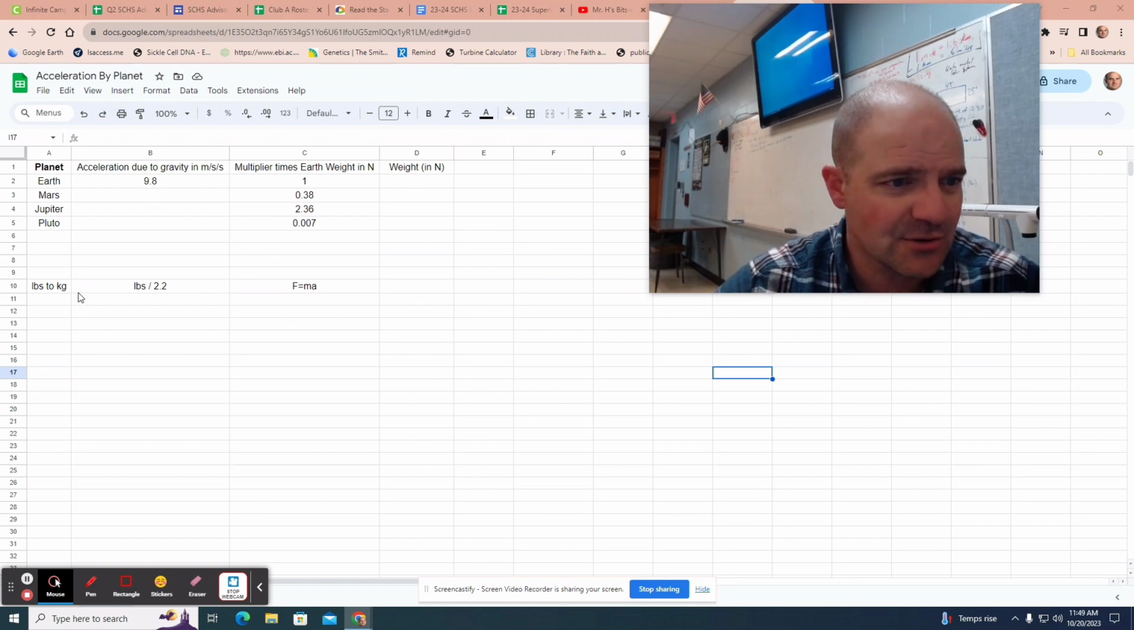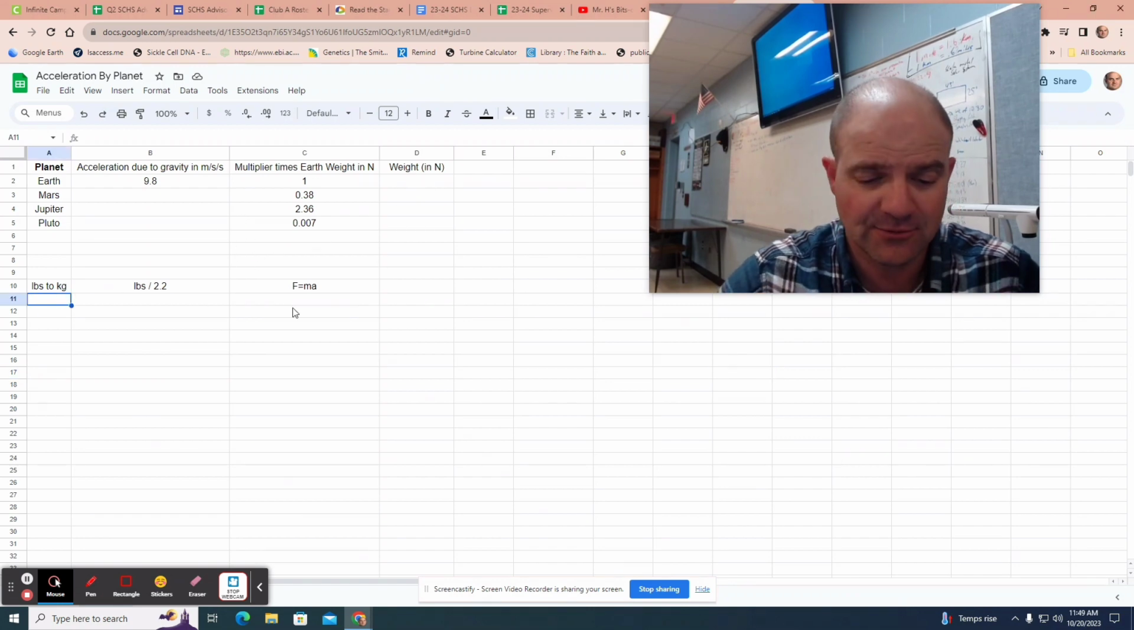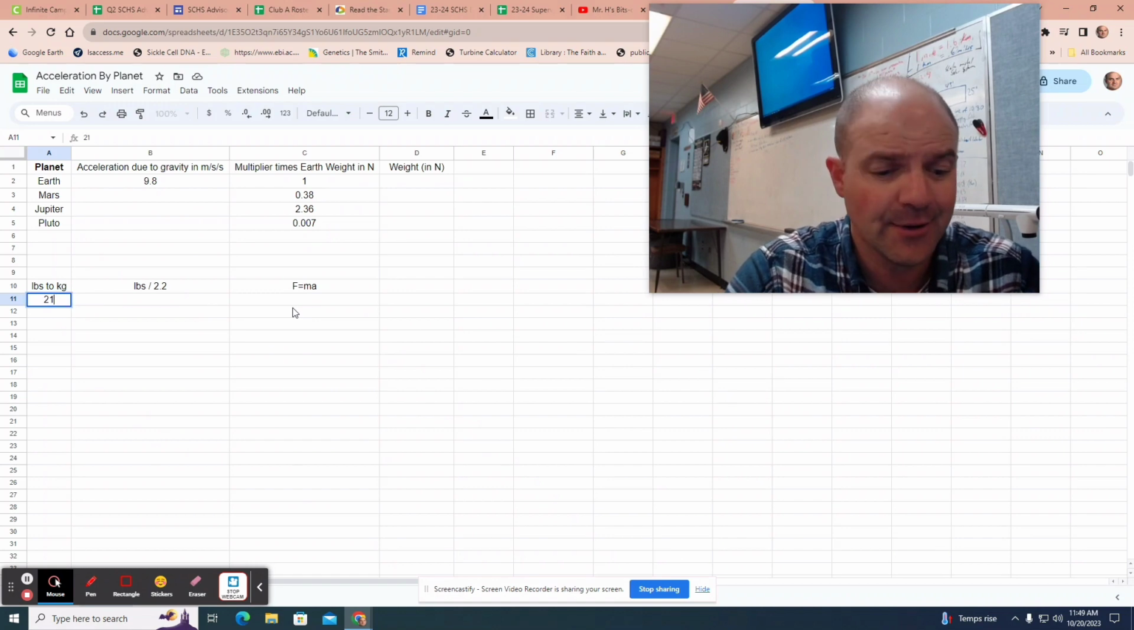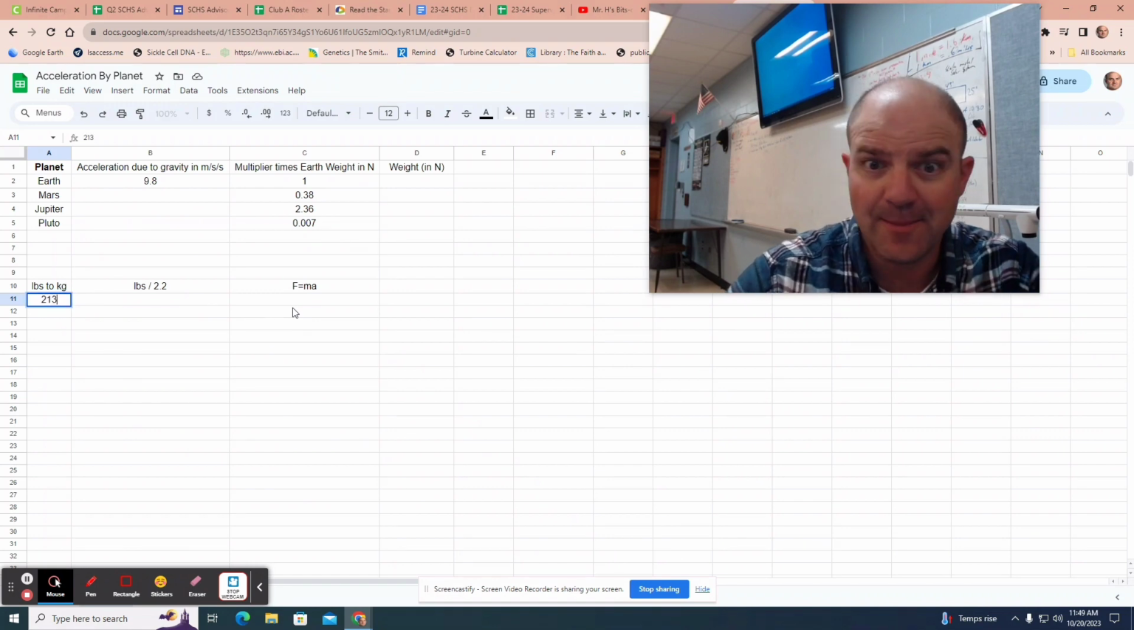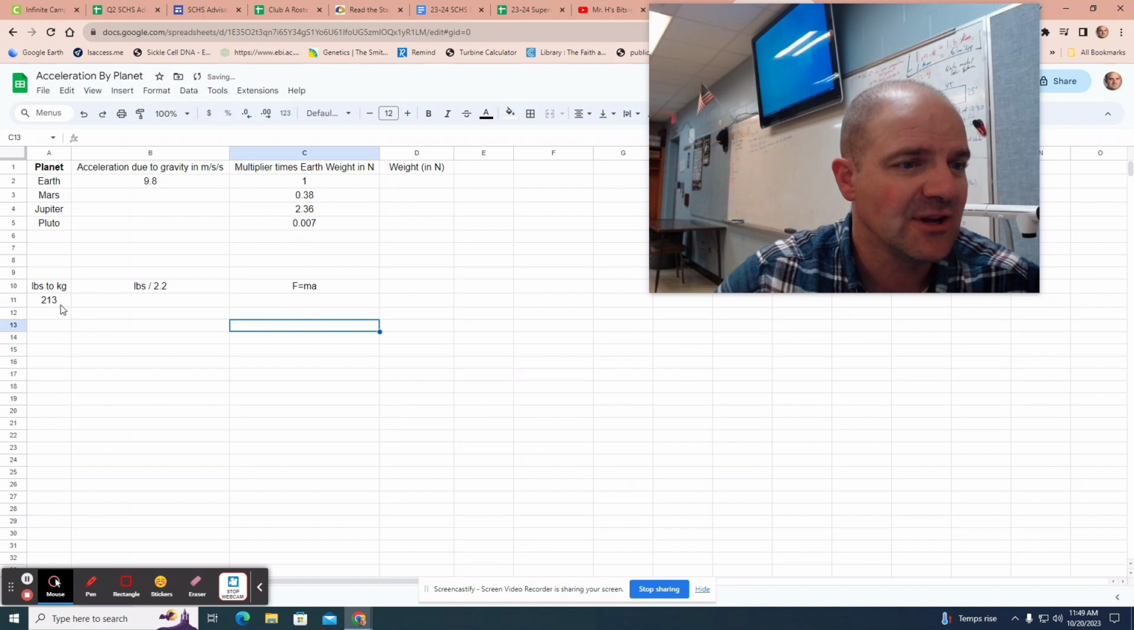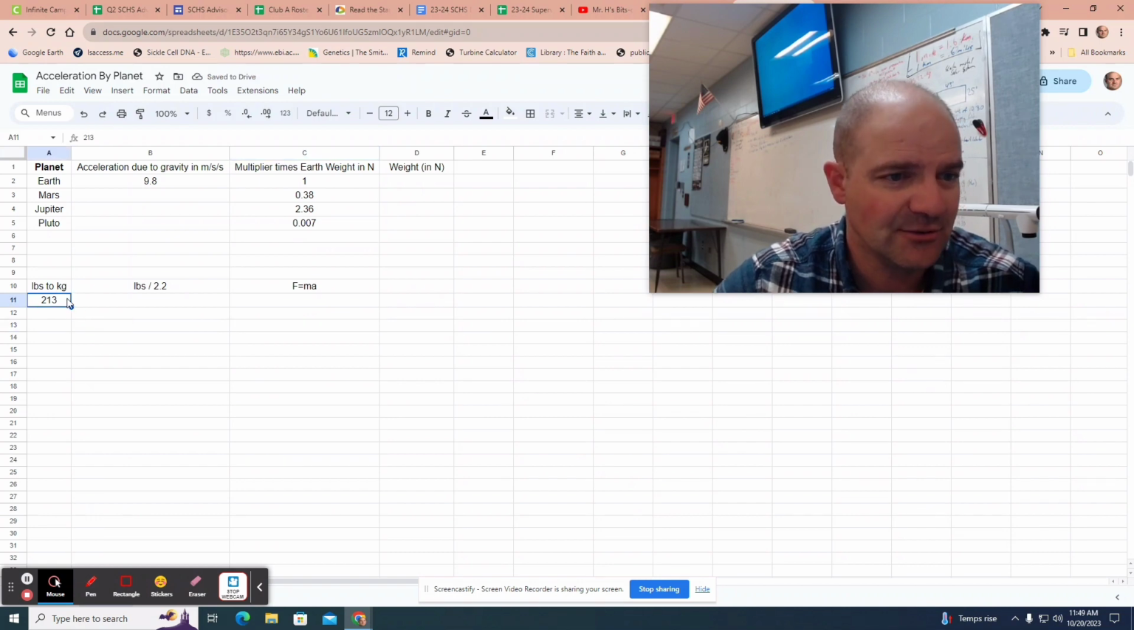So first thing first, what do I weigh in pounds? Because I'm an American and I don't know my weight or my mass in kilograms. So I'm going to say 213, that's my pounds. The formula is pounds divided by 2.2.